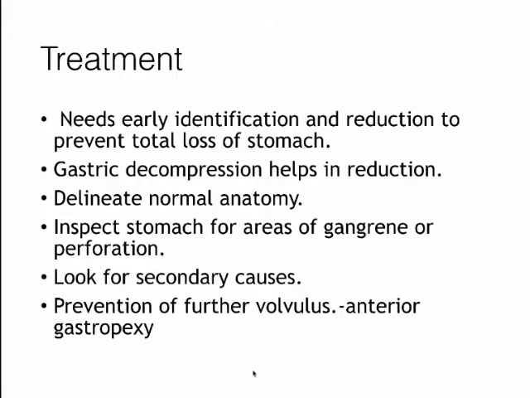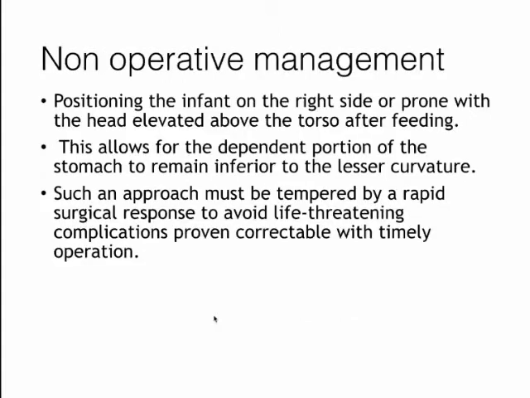The main aim behind the first surgery is, one, to identify any perforation if it is there. Second, to prevent further volvulus from happening. So after detwisting the volvulus, if the stomach is viable, then we need to prevent further volvulus by doing an anterior gastropexy. Multiple bites are taken from the body of the stomach, and the stomach is attached to the left side of the abdomen towards the anterior abdominal wall, as we do in a gastrostomy, so that it prevents further episodes of volvulus.